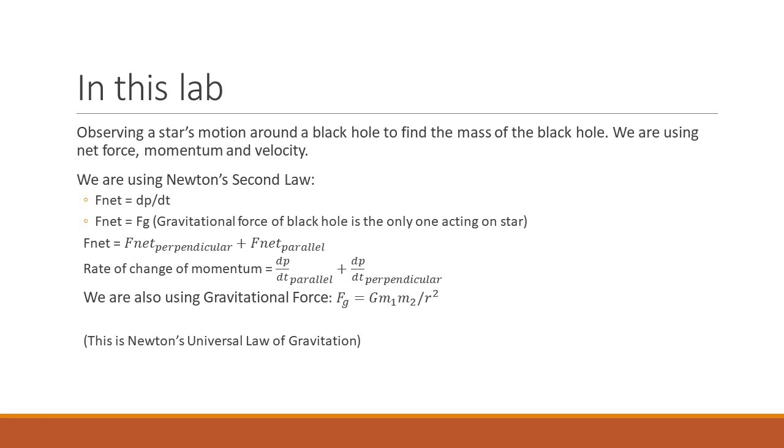In this lab, we're observing a star's motion around a black hole to find the mass of the black hole. In the previous labs, we used the known forces and Newton's second law in order to predict the motion of an object, but in this lab, we're working backwards and we're using the motion and Newton's second law to predict the mass. We're using net force, momentum, and velocity.